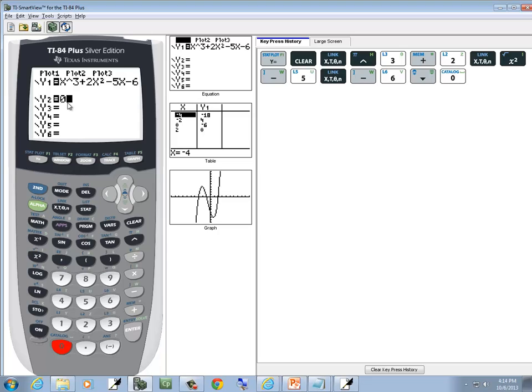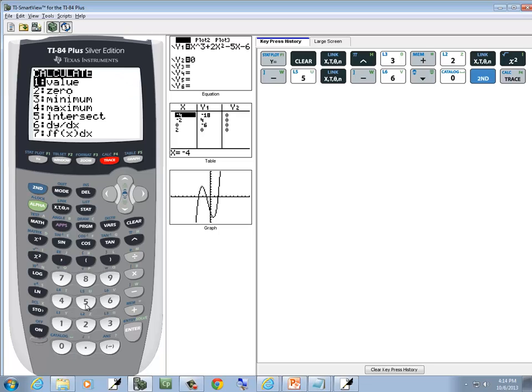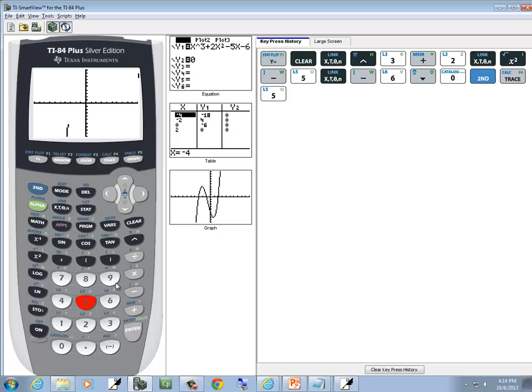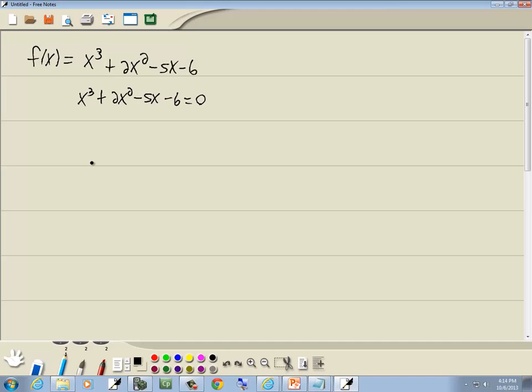This process does not work unless you have a 0 on y2. Then I'll do second trace, choose intersect. Now remember, our answers are where it crosses the x-axis. It looks like this first one is maybe -3, -4. So I'll do enter on first curve. It's asking for second curve now. Do enter on it. And for the guess, let me put in -4. And press enter. And we'll find whichever answer is closest to it. And you see it found x equals -3. So that's our first answer.